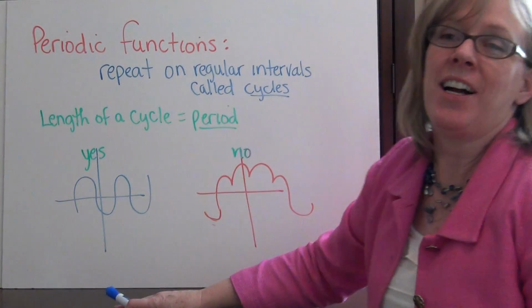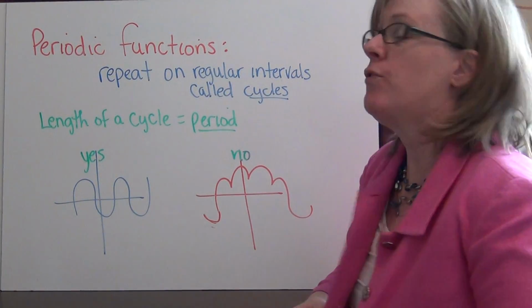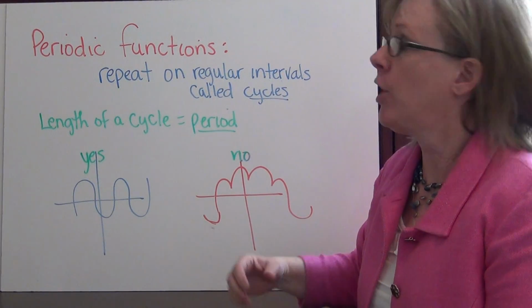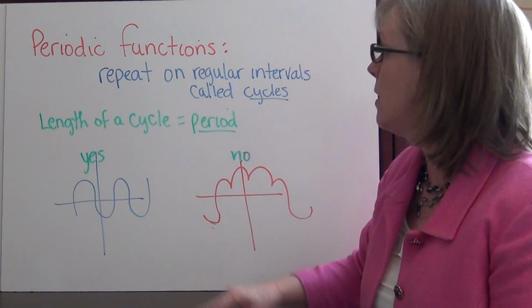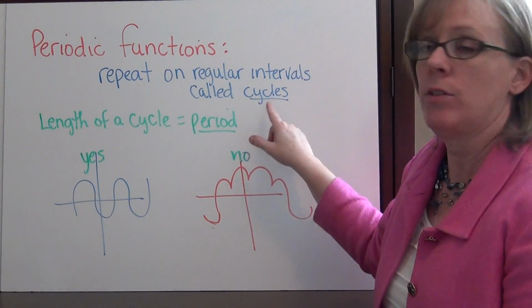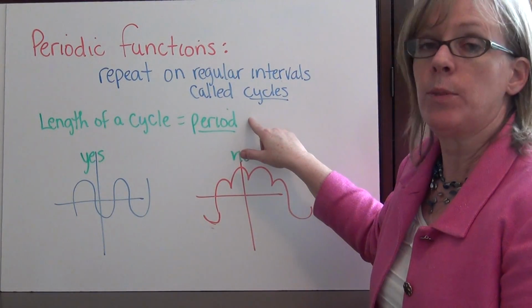Okay, the time has come to get a little excited with some sine and cosine graphs. So let's first talk about periodic functions. Sine, cosine, and tangent are periodic functions because they repeat on regular intervals. And those intervals are called cycles. Okay, so the length of a cycle is called its period.